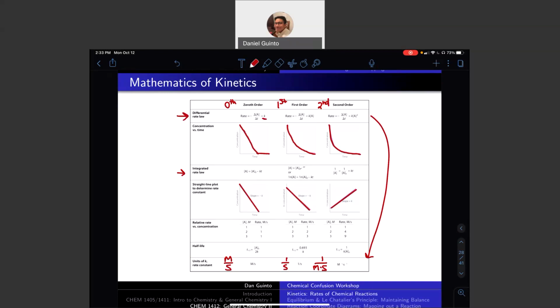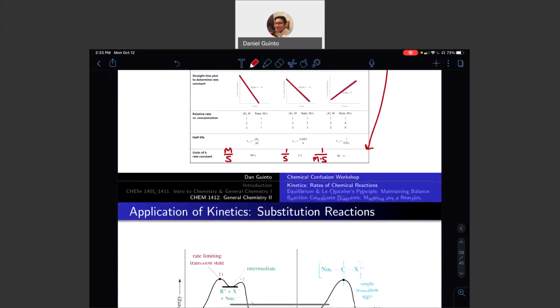And then finally looking at half-life. For zeroth order, the half-life is going to be equal to your initial concentration divided by 2 times your rate constant. For your first order, it's going to be natural log of 2, or 0.693, divided by your rate constant. And then for second order, it's going to be 1 over your rate constant times your initial concentration.